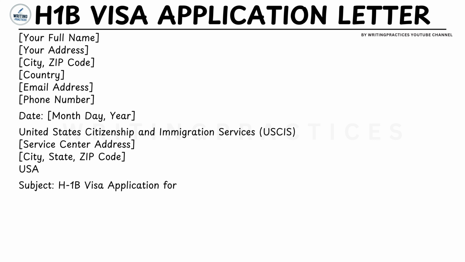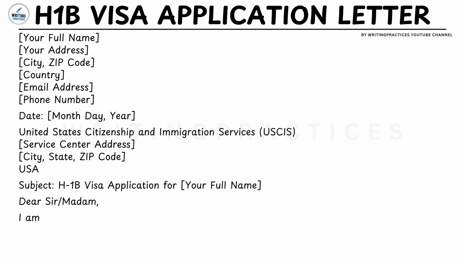Subject line, clearly stating the purpose of your letter. The subject line is a short but crucial part of your letter because it immediately tells the immigration officer what the letter is about. Your subject line should be H1B Visa Application for John Doe. This makes it clear that you are submitting a visa application under the H1B category and helps the officer quickly locate your case file. Salutation, a respectful greeting. Since you don't know the specific officer who will be reviewing your application, you should use a formal greeting. Dear Sir/Madam. This ensures your letter maintains a professional and respectful tone.